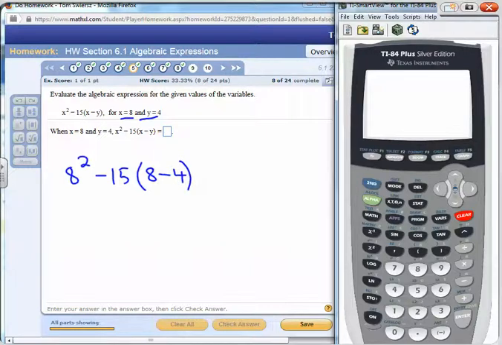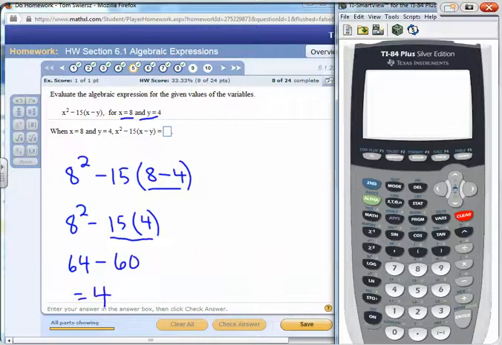So order of operations, parentheses: the 8 minus 4 is 4. Then 8 squared, exponent, is 64. And then actually we'll do the multiplication before this subtraction. So if we want to do two steps, 15 times 4 is 60. And then 64 minus 60, of course, is 4. So our correct answer is a positive 4.